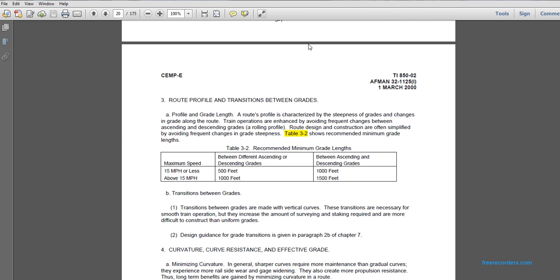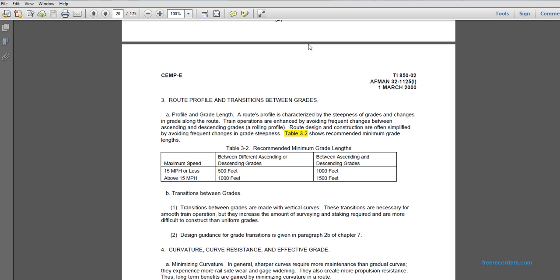3. Route profile, transition between the grades, and grade length. The route profile is characterized by the steepness of the grades and the changes in the grade along the route. Train operation is hindered by frequent changes between ascending and descending grades. Route design and construction are often simplified by avoiding frequent changes in grade steepness. Table 3.2 shows the recommended minimum grade length.